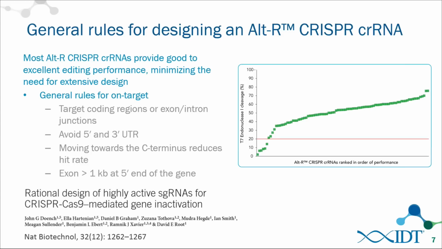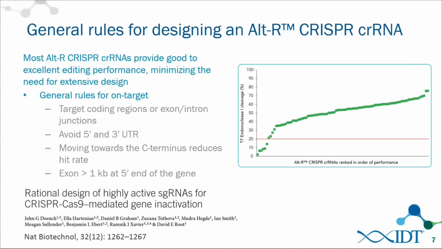They showed increased functional editing when their guide RNAs were targeting coding regions that were at or adjacent to exon-intron junctions. They came away with recommendations to avoid the 5' and 3' untranslated regions of the gene. And also, I think it makes sense that as you move further towards the C-terminus, it reduces the hit rate in terms of generating edits or mutations that actually frame shift and produce a non-functional protein, if that's the end goal.